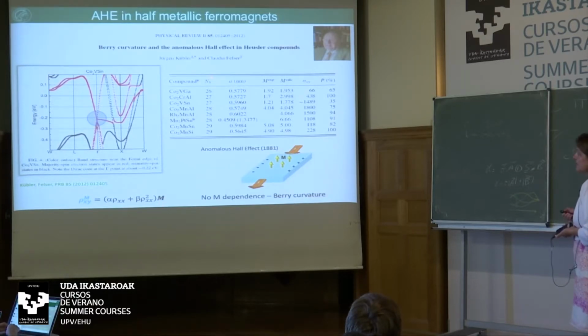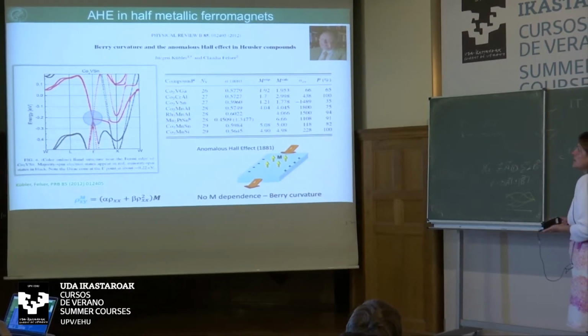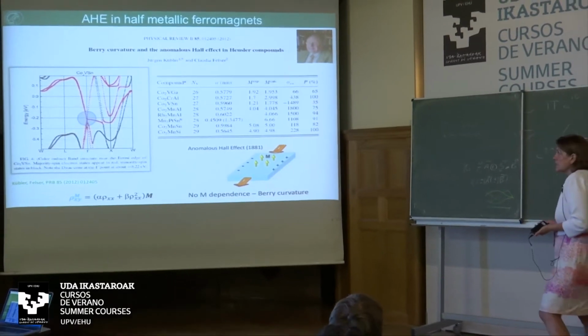And the nice thing is in the Heusler compound, since many are half metals, you simply increase the number of valence electrons, so you increase the magnetic moment. So you should increase the Hall effect. But this is not the case. There's no direct evidence that you constantly increase the Hall effect. You can even change sign, because, from our understanding, it's clearly related to the Berry curvature.